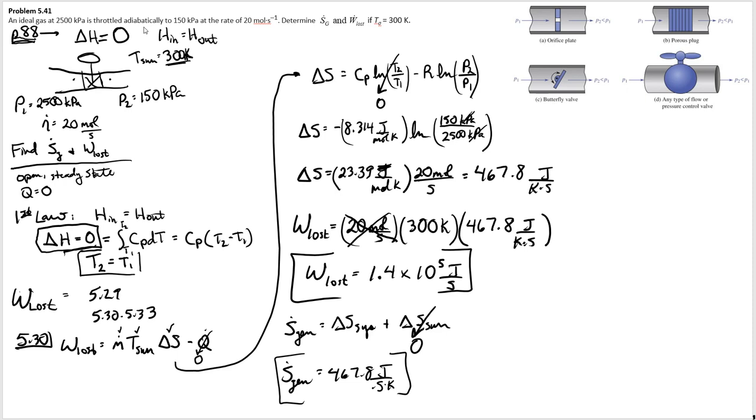And notice that if you had done the calculation like this first, you could have calculated the lost work. This is redundant, but the lost work is also equal to T surroundings times S.gen. That's equation 529, and you will get the same answer. So you're generating lots of entropy, you're losing lots of work with this process.